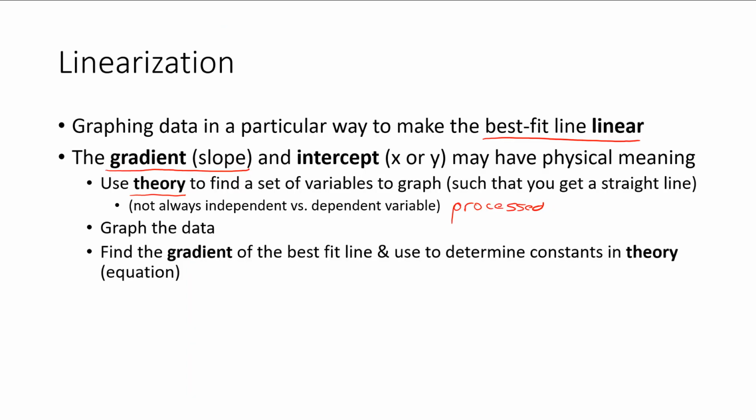Then we graph our data, and then we find the gradient of the best fit line and use it to determine our constants based on our theory. So in this lecture, I'm going to talk about kind of what linearization is in general, and then we're going to do an in-depth example for how it's used to find a physical constant.